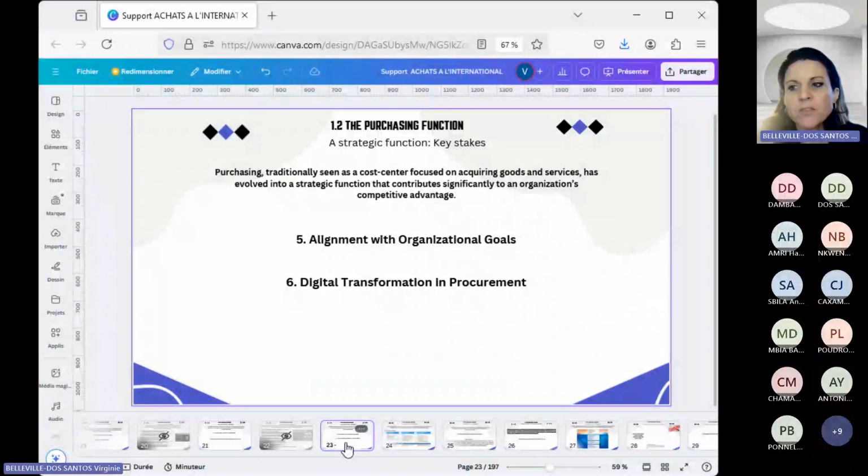About the alignment with organizational goals, here are two main points. The first one is strategic sourcing. Procurement decisions align with the company's overall strategy, such as pursuing differentiation, cost leadership, or market responsiveness. And the second point is flexibility and agility. Purchasing ensures that the supply chain can quickly adapt to market changes, production needs, or customer demands.